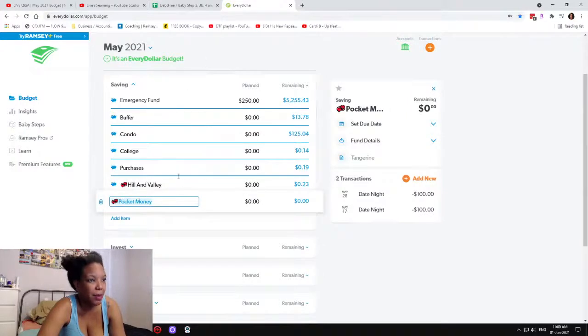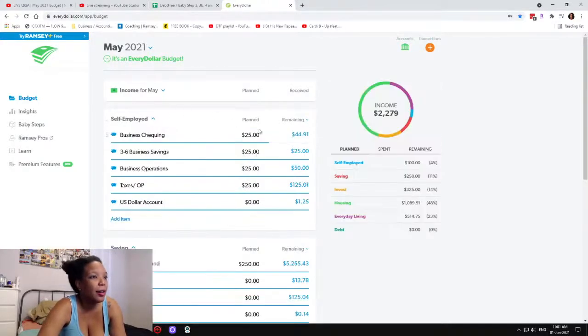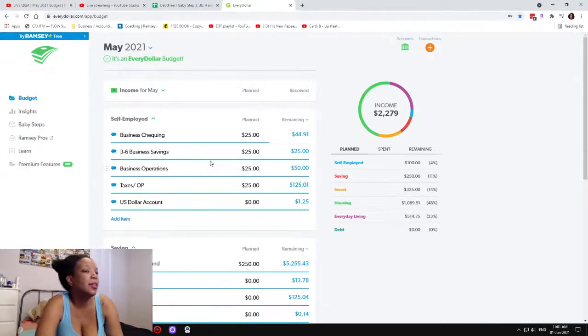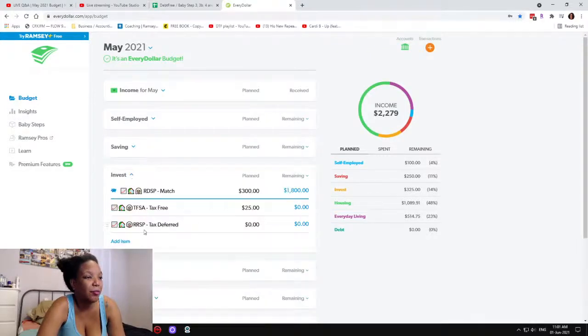But I'm allocated for all of the categories that I planned for the whole budget of May. Like I planned $250 went into my emergency fund, $25 went into my business checking account. Then I have an emergency fund for the business account, and I have my business operations account. I have money going to my taxes and overpayment savings account that I'm building up so I can pay my overpayment. Like all of these things were happening, and it confused me a lot in the month of doing my transactions in the budget.